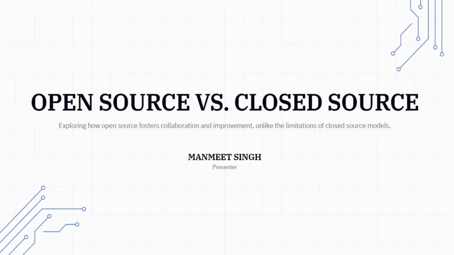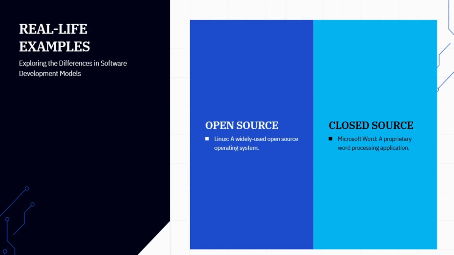Now we're going to talk about real life examples related to open source and closed source models. Think of Linux. It's open source and developers from around the globe contribute to making it better. In artificial intelligence, tools like Hugging Face Transformers, Facebook's PyTorch, and Stability AI's Stable Diffusion empower developers to innovate and create customized solutions.